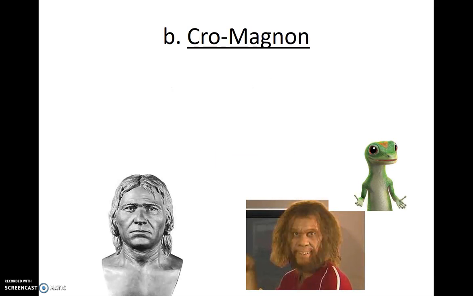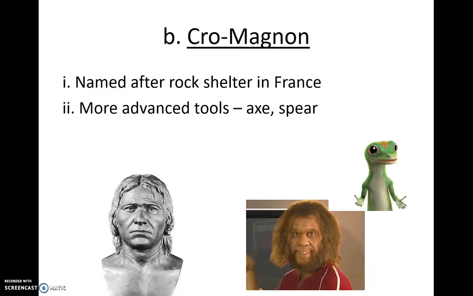Cro-Magnon is the second type of early Homo sapiens, and when you think of the Geico caveman, that's the look of the Cro-Magnon fossils that we have found. Okay, bones, but to a lesser extent. These guys are named after a rock shelter in France, and they have more advanced tools, including axes and spears. So now it's not just sharpening these things, but actively asking, how can I devise a weapon that's going to be better than just something I found and chipped a couple of pieces off of? You're talking about things like leverage, being able to throw things further. And all of that is showing those new advancements.